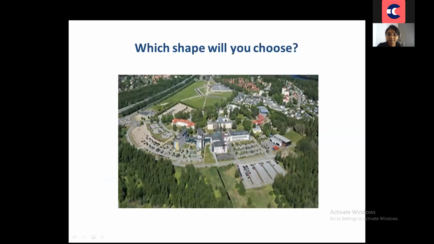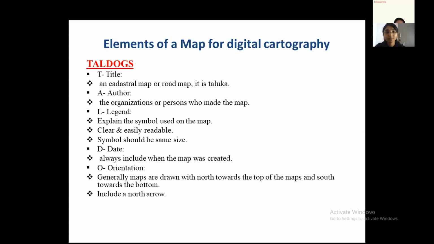Okay, right? Now these are the elements of maps. If you see the elements of maps here, it's like cartography. You know cartography. Cartography simply means to make a map. The art of creating a map is called cartography. So what a perfect cartographer ensures in his or her map is to have all these elements. Tall dogs is simply a short form, it is not a word.